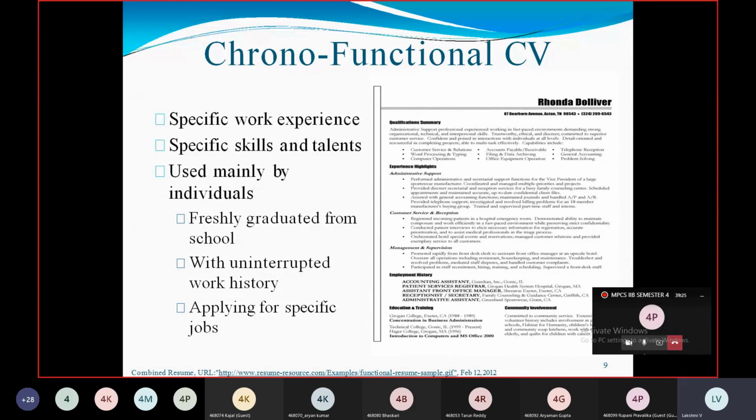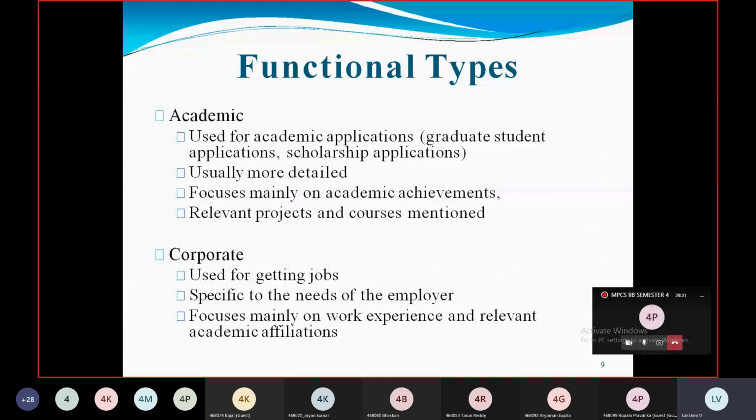Also, sometimes it can be prepared by fresh graduates. And whenever you have uninterrupted work history, uninterrupted work experience, and extraordinary skills, you can build this combination CV. There are two kinds of functional CV. One is academic and the other one is corporate.